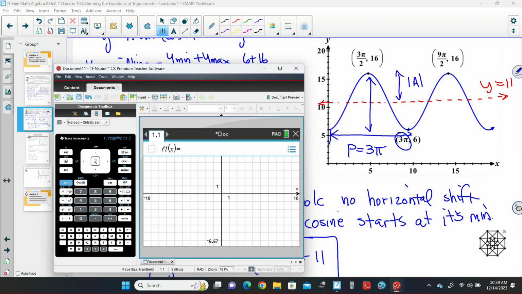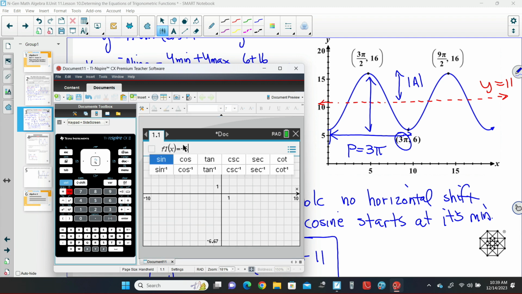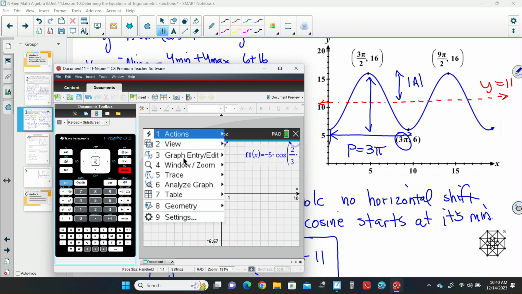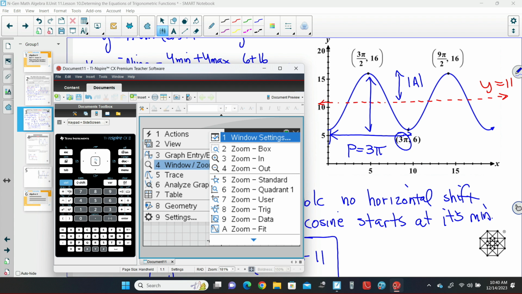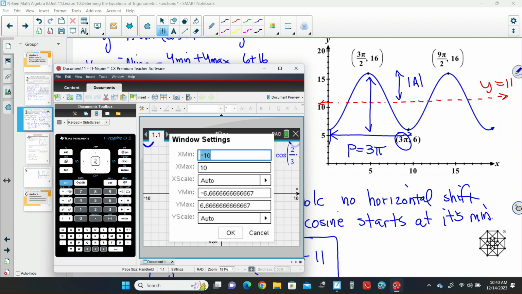For F1, it was -5 times the cosine of 2/3 times x plus 11. That looks terrible, because of my window. Let's go into my window, into window settings. I'm going to add a little bit, as I said, to the y. I'm going to go -1, it looks like, to 18. I think I'm going to put my scale in as 1s.